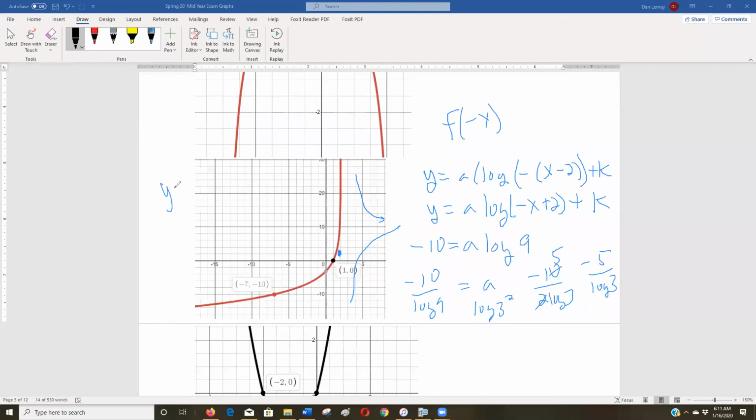So y equals, since I've done this work, I'll use the new one. Negative 5 over log of 3 times the log of negative x plus 2. And of course, we know k is 0. And remember, log of that argument divided by log of 3 is just a change of base. So I could write this as negative 5 log base 3 of negative x plus 2. And that would work. Okay.